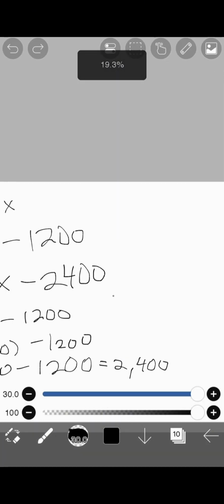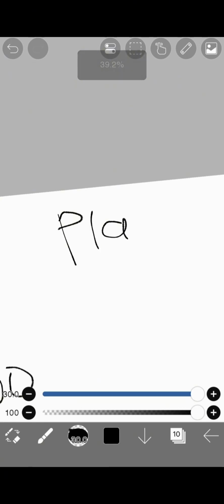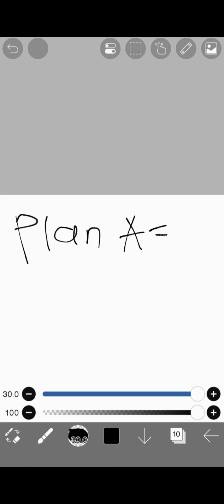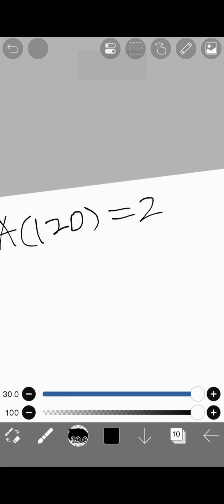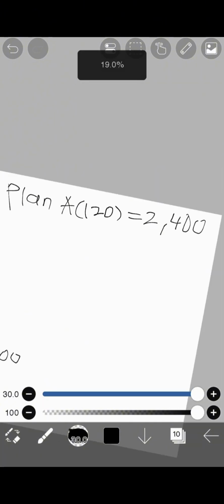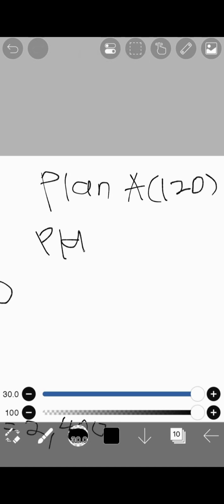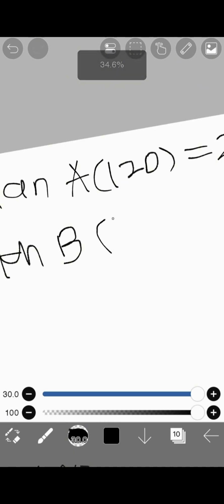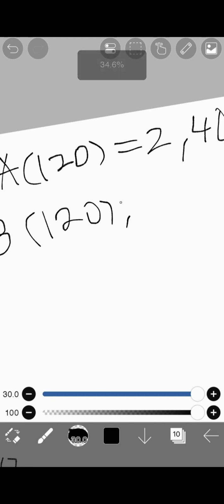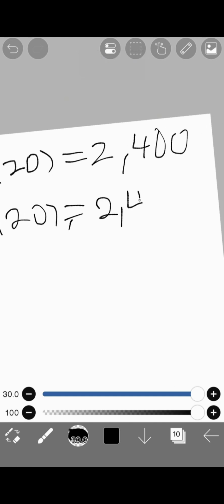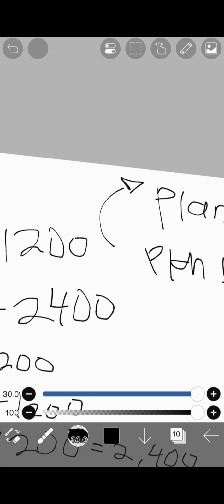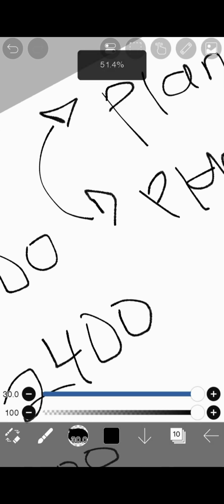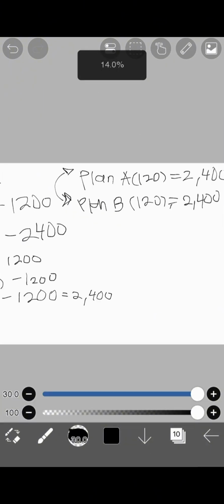So we say that plan A at 120 cups is 2,400, same as plan B. And now you're probably wondering, how exactly from these two options can we figure out which one we can make more profit off of?